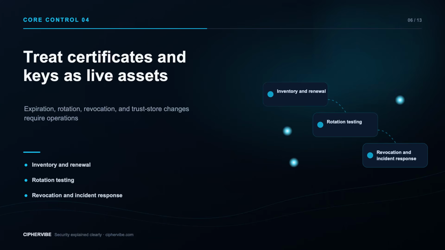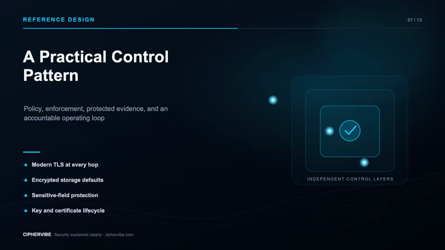The fourth building block is treat certificates and keys as live assets. Inventory certificates and their owners, automate renewal, protect private keys, monitor expiration, and rehearse revocation. Encryption fails operationally when an expired certificate causes emergency bypasses or a rotated key makes data unavailable without an understood recovery process.